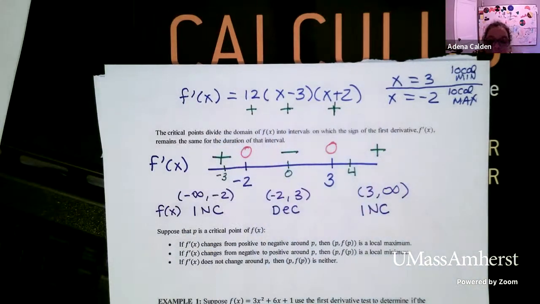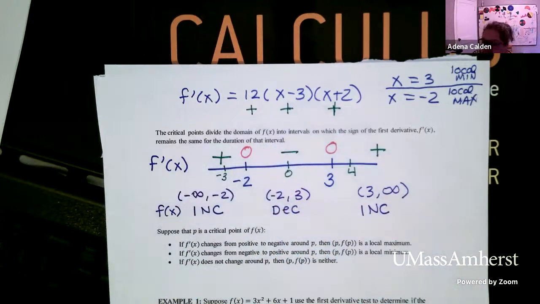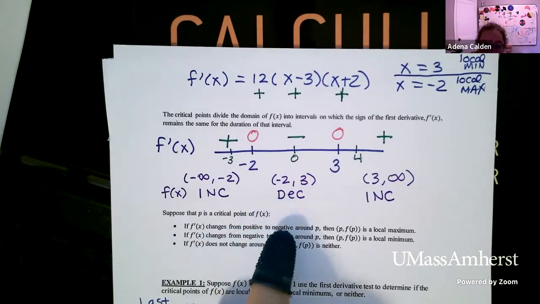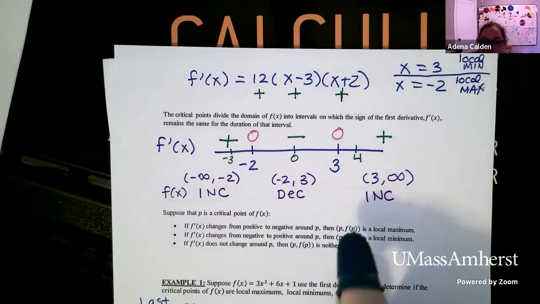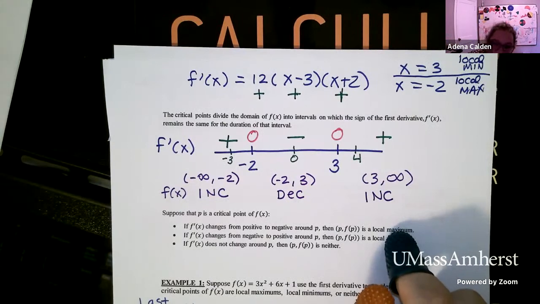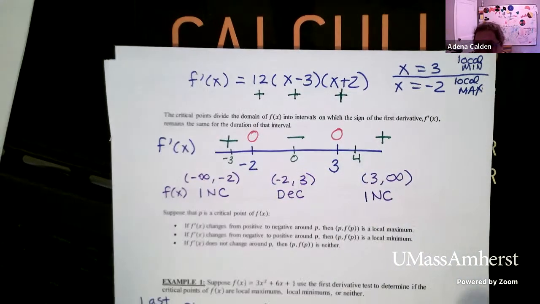Okay. And so because those sign changes relate directly to the original function, I can create a set of rules for this test to help me understand when I have local maxes and mins. So if the first derivative changes from positive to negative around your critical point, then that critical point is a local maximum. And again, the reason is because we're going increasing and then decreasing on the original function.